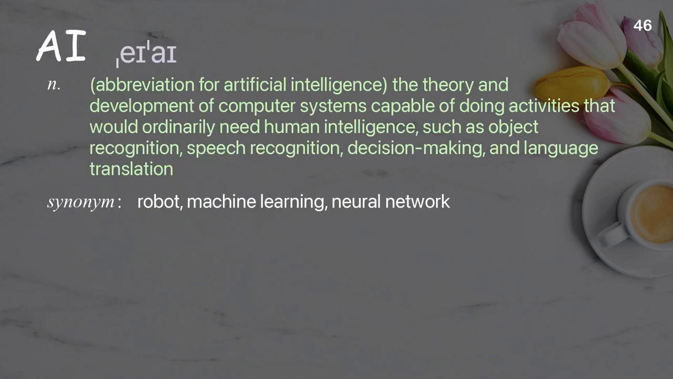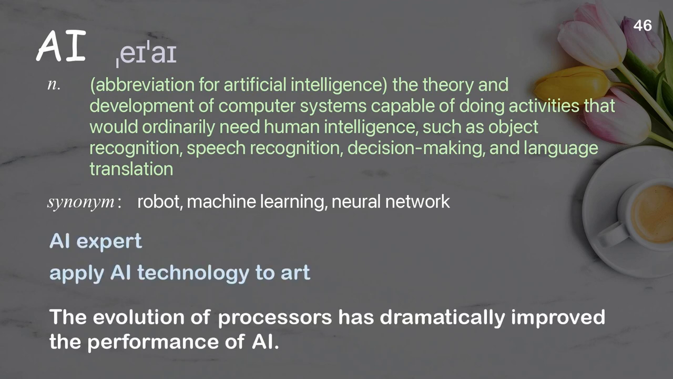AI. Abbreviation for artificial intelligence, the theory and development of computer systems capable of doing activities that would ordinarily need human intelligence, such as object recognition, speech recognition, decision-making, and language translation. Examples: AI expert, apply AI technology to art. The evolution of processors has dramatically improved the performance of AI.